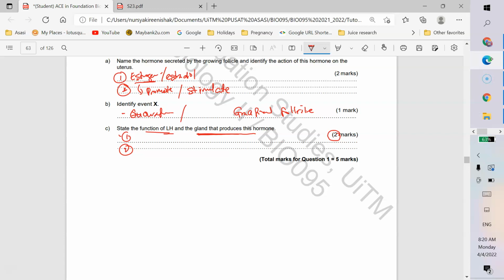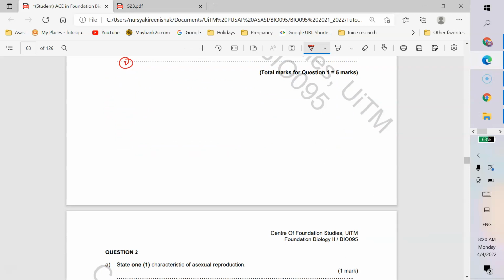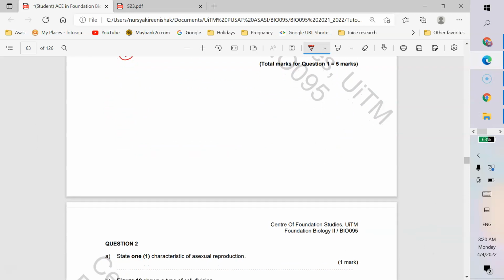Ada tiga fungsi LH kat situ. I repeat, to trigger ovulation. Second, to aid FSH to stimulate follicle growth. And then the third one is to trigger the development of corpus luteum. Okay. So I hope you got the answer. So thank you, Hanan. Okay, so next question is Izzat Daniel, please.